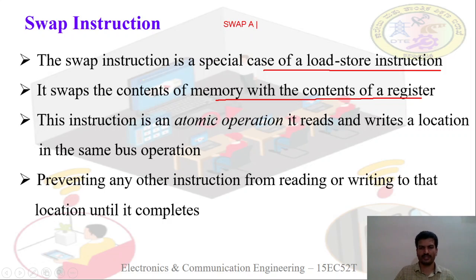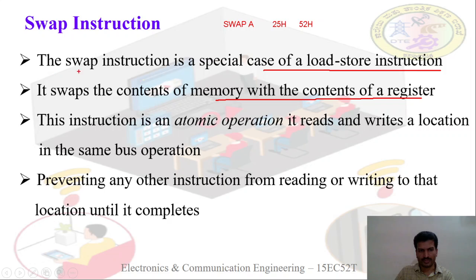So swap accumulator. Before execution, suppose the accumulator contains 25H, after execution it becomes 52H. So SWAP A means swap or exchange the accumulator content: lower nibble with the higher nibble and higher nibble with the lower nibble. So before execution 25, after execution 52.